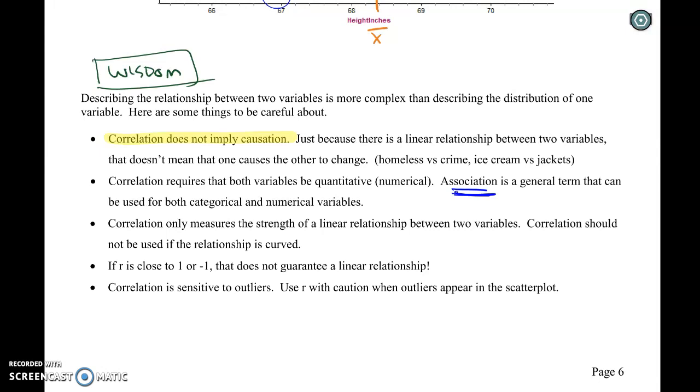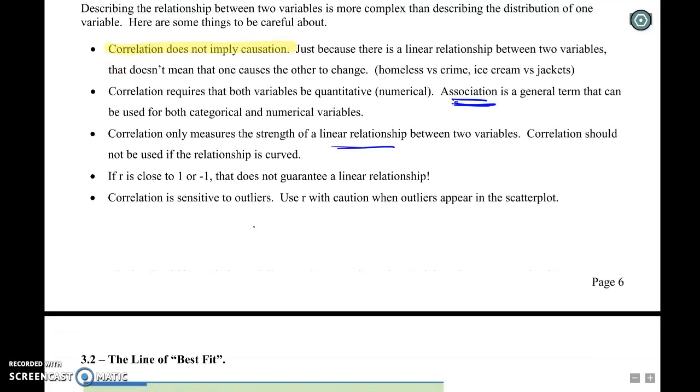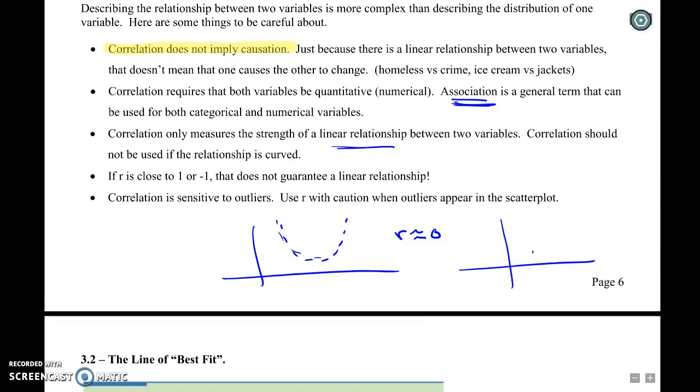It's categorical. Correlation only measures the strength of a linear relationship. Correlation should not be used if the relationship is curved. I think I looked at an example before in the notes. If you have a very strong curved relationship, however, the R value is going to be very close to 0. It doesn't describe the strength of a nonlinear relationship. It only describes the strength of an approximately linear relationship.